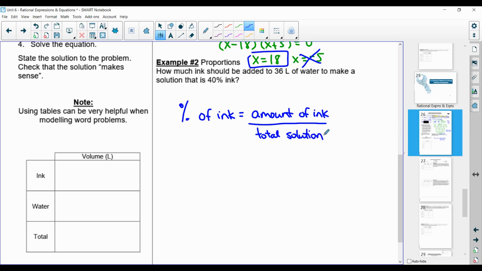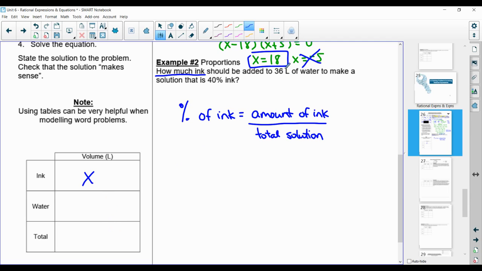So just like on a test, if you got 40% on a test, it would be the amount you got correct out of the total possible. Here, if we're looking at the percentage of ink, it's the amount of ink out of the total solution. All right, so our ink is our unknown. It's asking us how much ink, so this is our unknown value, and we're going to give that the label of X.